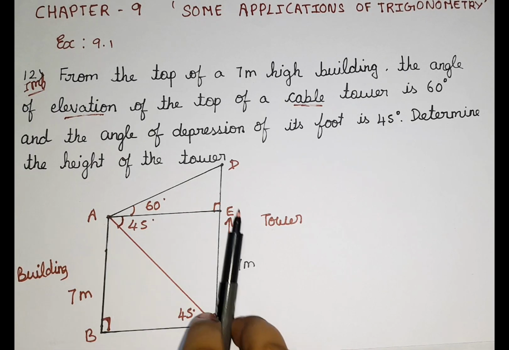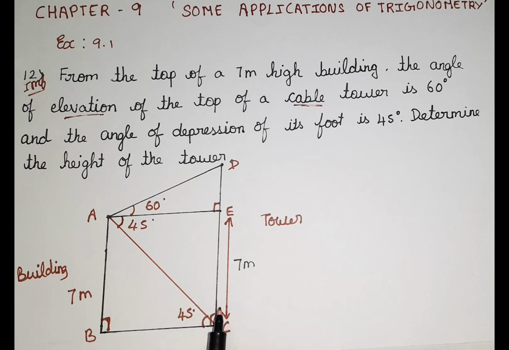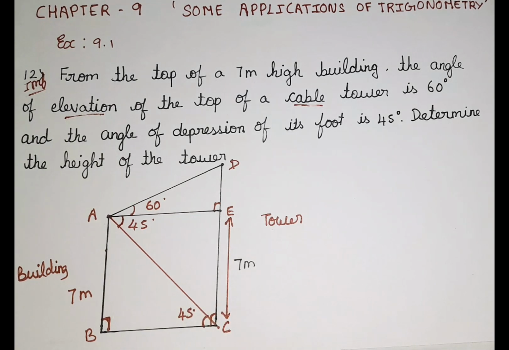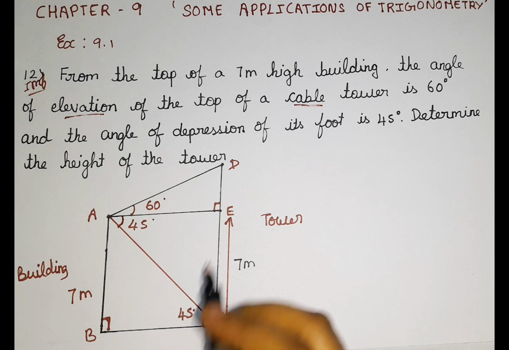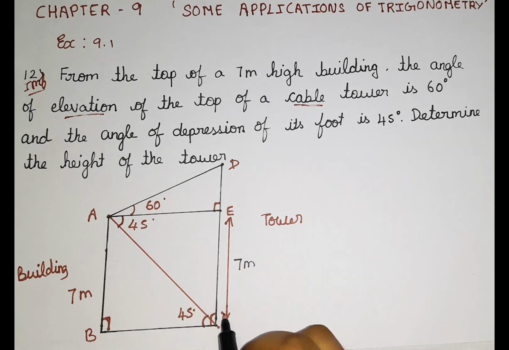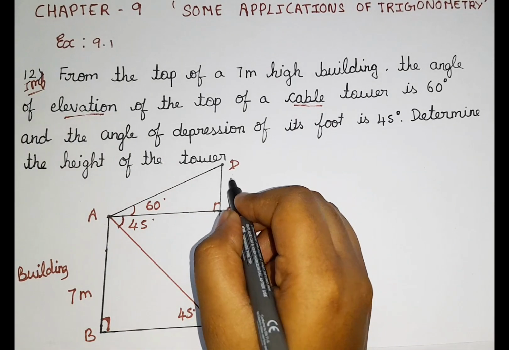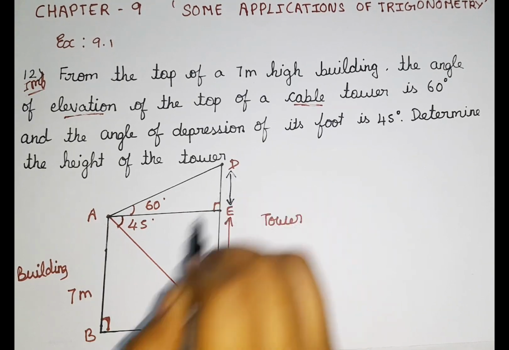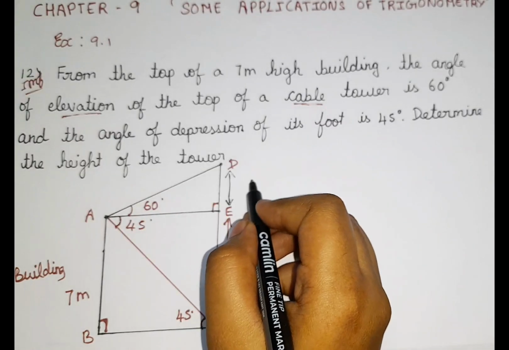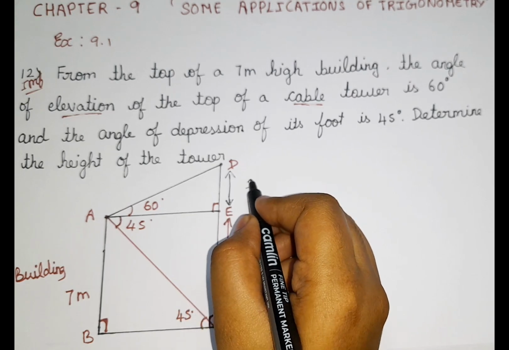Since it is in equal portion, here also it will become 7 meter. Since we are supposed to find the height of the tower, which is the tower? The tower is DC. Here we know the EC value, that is 7 meter. So we should find the DE value, then only we will be able to find the complete height of the tower. Since I don't know this particular value, I am going to take it as X.